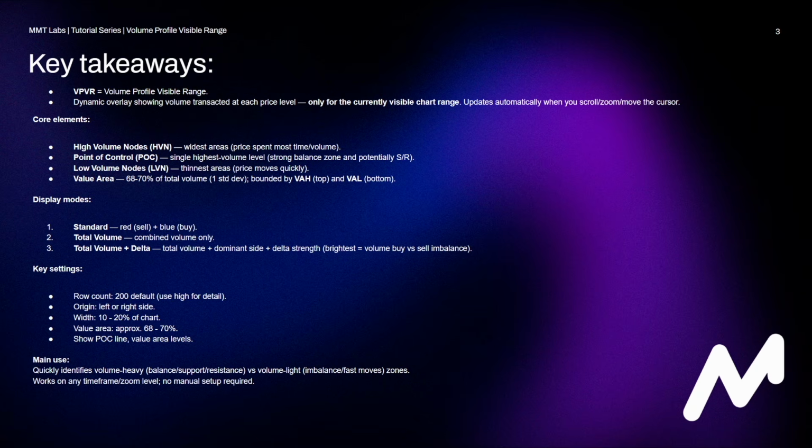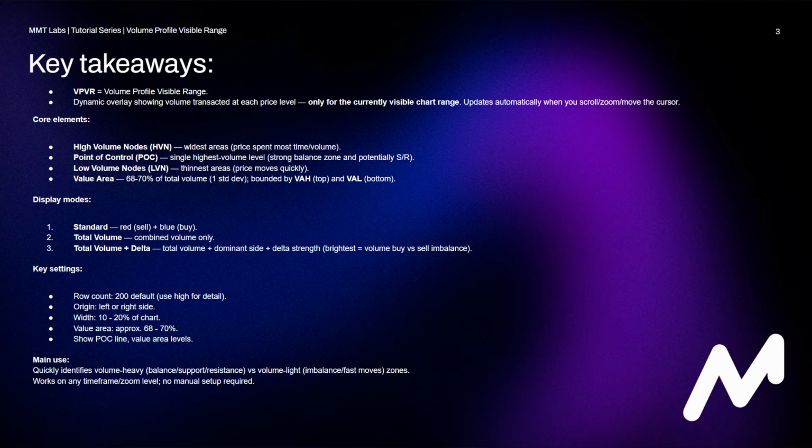For the display modes, standard simply shows you the selling volume plus the buy volume. Total volume will combine this together into a single value. The total volume plus delta will show you the total volume, the dominant side, and the delta or difference between the buy and sell volume at that particular price level.